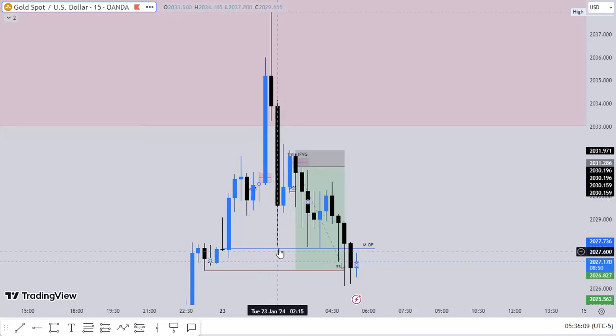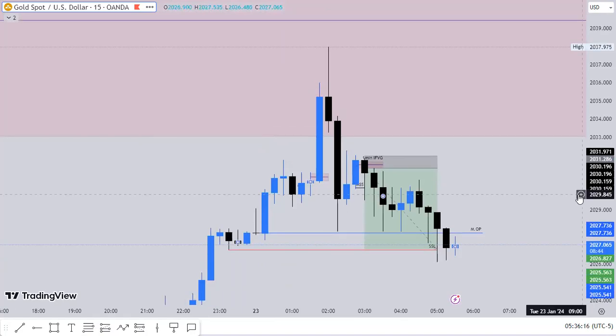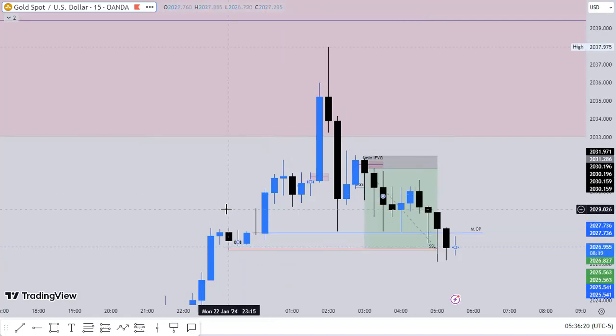So price makes the market structure shift. This is what I was explaining to you on the true MSS. What happened? I have taken out the previous daily high. I dig to my key level. I wait for MSS. MSS happened. So this is confirmation to me.